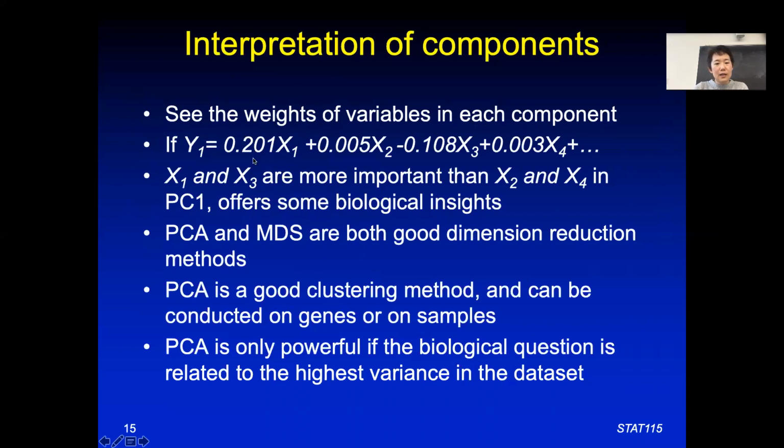So supposedly this is the first principal component, and these are the weights that you give to each of the genes. So based on the weight, you can tell, as we mentioned, the genes that have very big variations will have a bigger weight, whereas the genes that don't really vary much will have very tiny weight, right? So you can see, in this case, X1 and maybe X3 are more important than X2 and X4 in the first principal component. And it can actually offer you some biological insight. You know, what is it giving you?